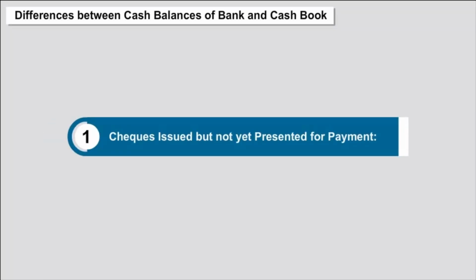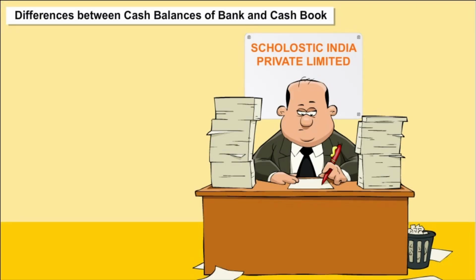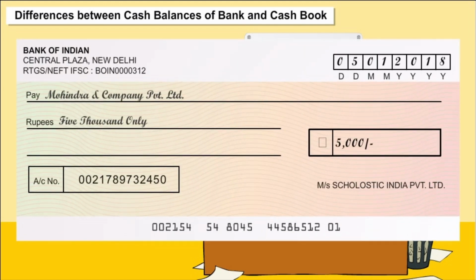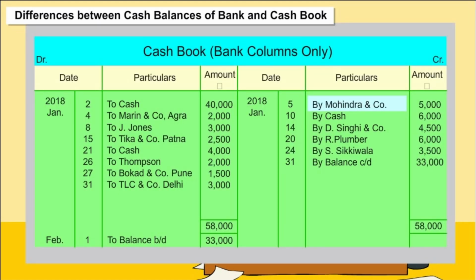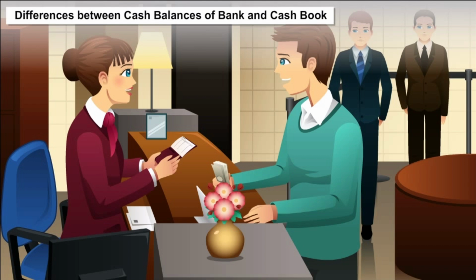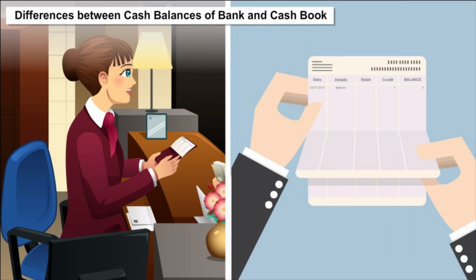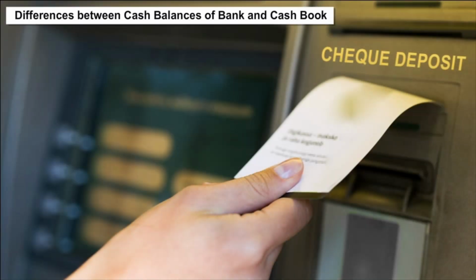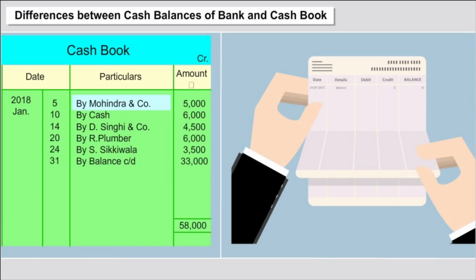1. Checks issued but not yet presented for payment. When the trader issues a check to a third party for payment, he records that amount on the credit side of the cash book in the bank column. But the record of this transaction will not be recorded by the bank into the customer's account till the third party, that is the holder of the check or draft, presents it for payment. Therefore, in the passbook, such transactions are not recorded, and thus a difference is found in both the books.